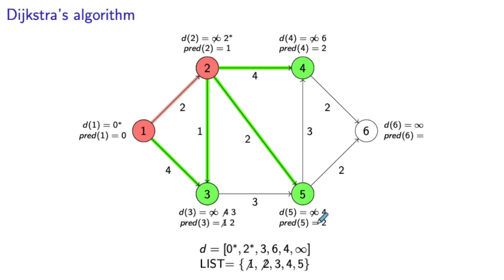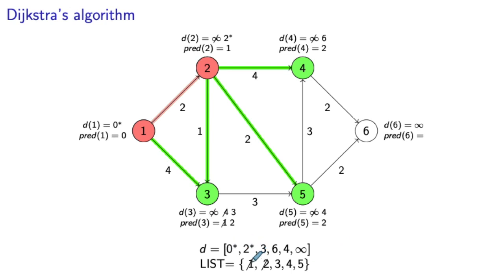Okay, this completes the second iteration, and you see at every iteration exactly one node becomes red. So we fix the label for one of the nodes and make it permanent. Therefore, the total number of iterations that we'll have to execute will be exactly as many as there are nodes in the network. So if we have n nodes, then the number of steps will be n. All right, so now we start the third iteration.